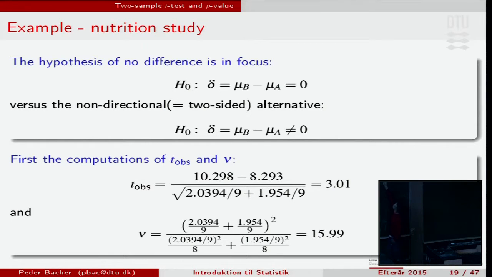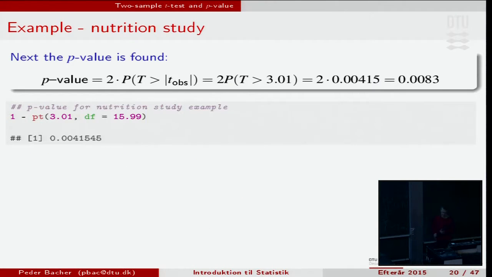And then we get this value, and we go into the t-distribution with these degrees of freedom, and say, okay, I observed my t value here, maybe 3.0, so it's maybe even out here. Then I take this area, and 2 times that, because it was a two-sided alternative, so I also need to add this one over here. And then I get my p-value, the probability of observing this value or something more extreme, and that's in this case 0.008.